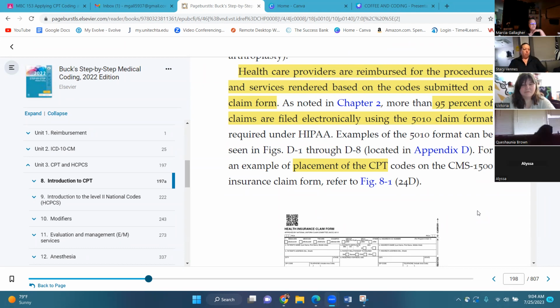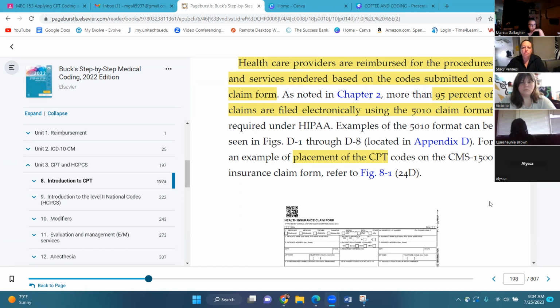See, I do my homework too. I've highlighted in my textbook. So healthcare providers are reimbursed for the procedures and services rendered based on the code submitted on a claim form. 95% of claims are filed electronically using the 5010 claim format. So 5010s are electronic. We never call them 5010s. We just call them electronic claims. I had to look up what a 5010 was when I first started teaching, because I was like, what even is that? But that's what the 5010 is, the electronic.